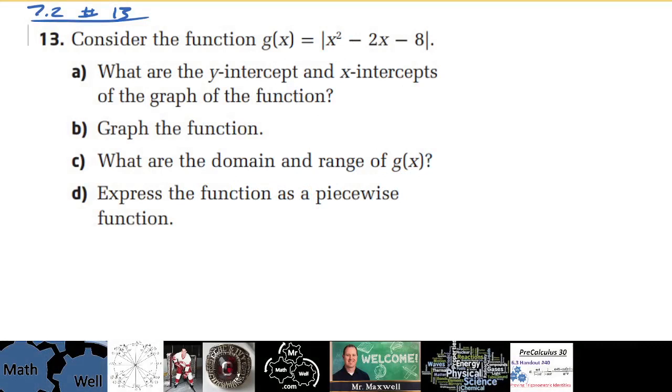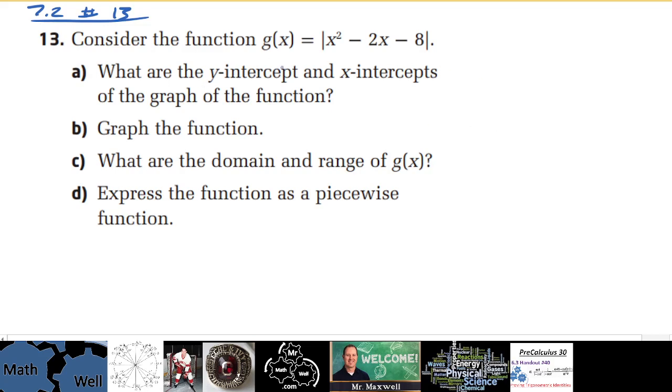Okay, 7.2 number 13. With this one, if you don't have graphing technology, which you don't need, you can use graphing technology to see what's going on here. The absolute value of this quadratic function, so we're going to have some kind of quadratic that might be reflected or folded up on the x-axis, right? So let's check the intercepts.